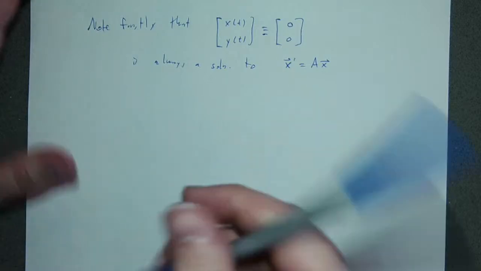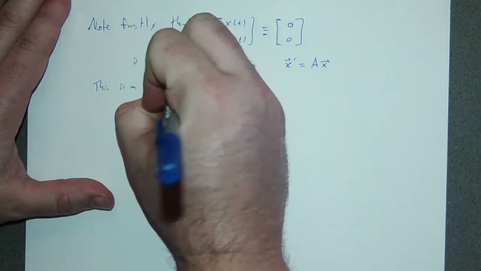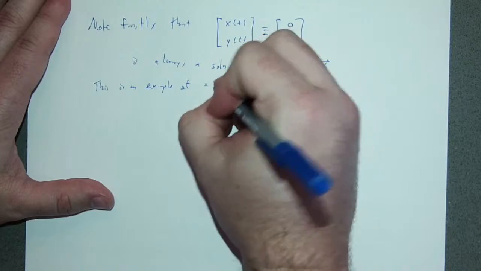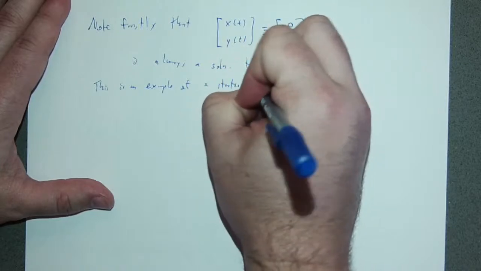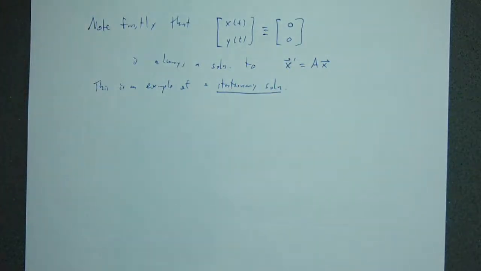Now, this is an example of what's called a stationary solution. Remember, we already have this terminology from back in chapter 1. We called these stationary solutions, stationary points, equilibrium points. This is the terminology we used. You'll see later it actually makes sense to also call these critical points, and I'll discuss a bit later the context in which that makes sense.